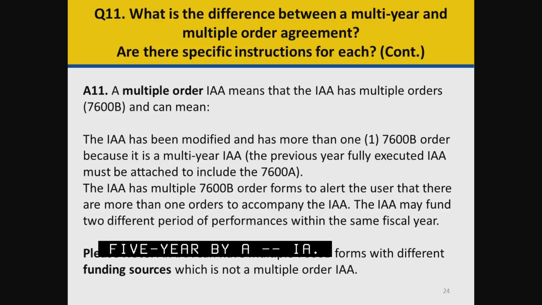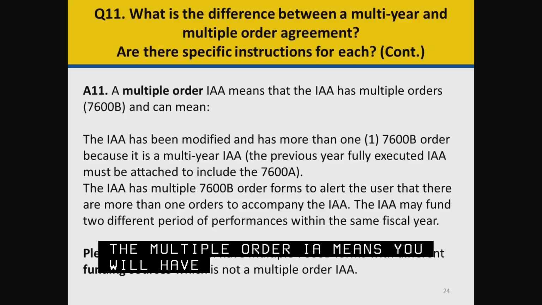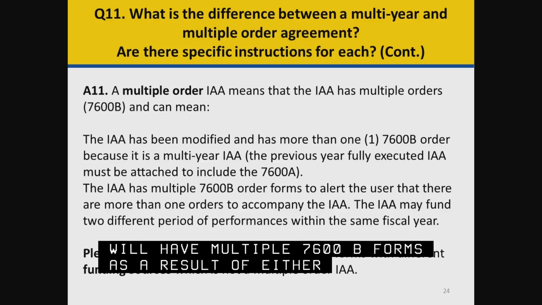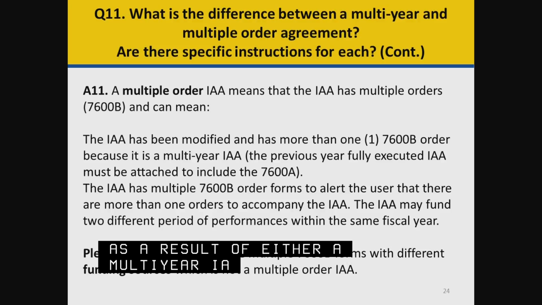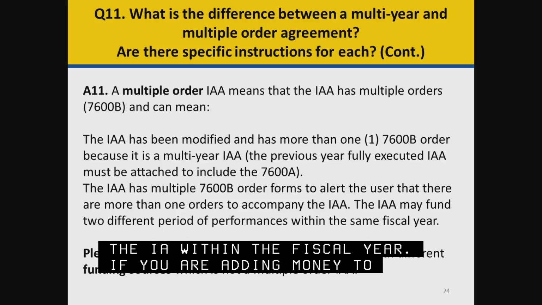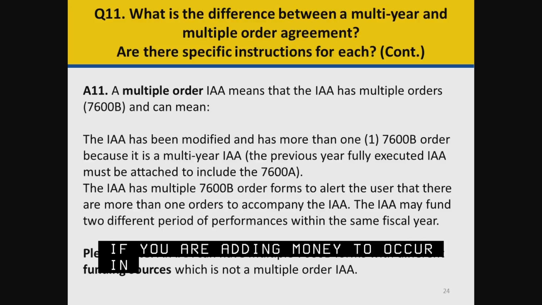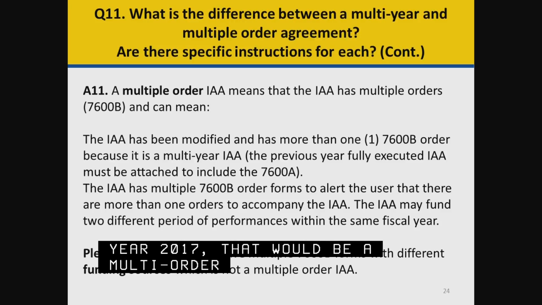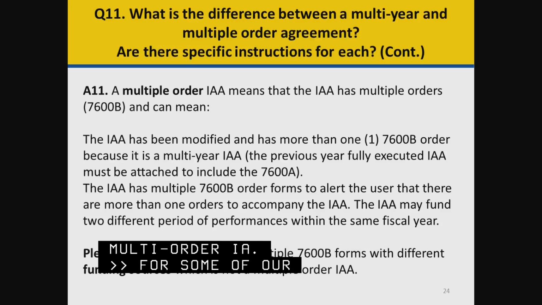And the multiple order IA means that you will have multiple 7600B forms as a result of either a multi-year IA, or if you're modifying the IA within the fiscal year. So if you're adding money to a current IA in FY17, that would be a multi-order IA. Or for some of our IAs, we may fund 2 separate tasks in the same fiscal year.